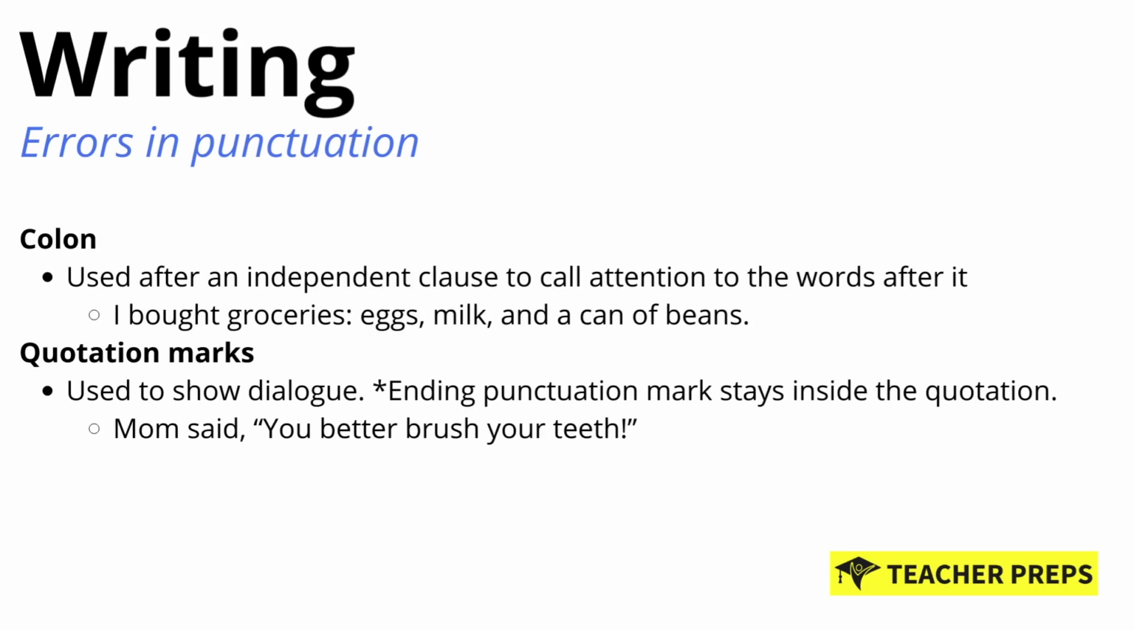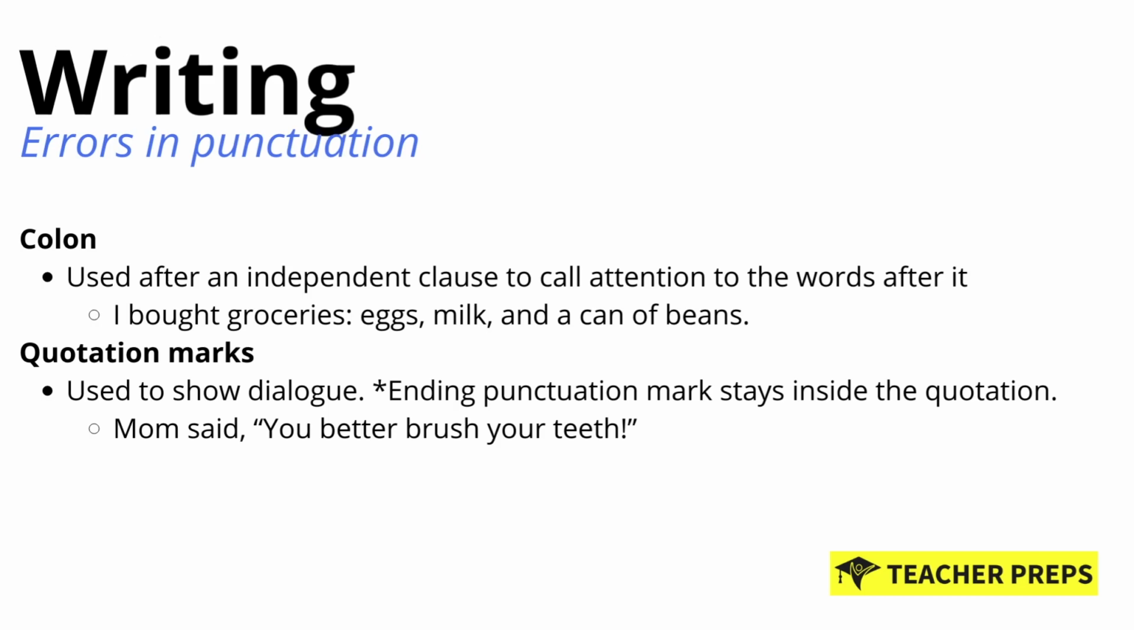Here are our next errors in punctuation. We have colon. This is used after an independent clause to call attention to the words after it. For example, I bought groceries, colon, eggs, comma, milk, comma, and a can of beans. Then we have quotation marks used to show dialogue. Ending punctuation marks stay inside the quotation. Remember, that's a super common error. For example, mom said, comma, quotation mark, you better brush your teeth, exclamation mark, end of quotation mark. And remember, the first letter inside the quotation marks is capitalized. In this case, that is the letter Y for you.